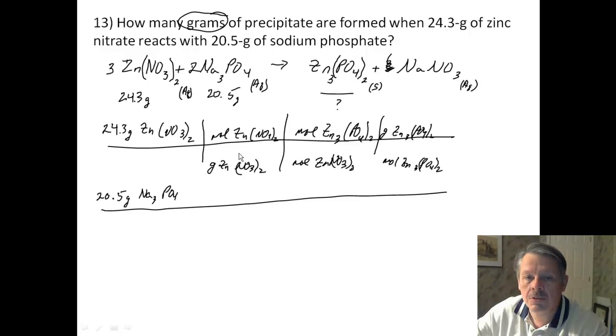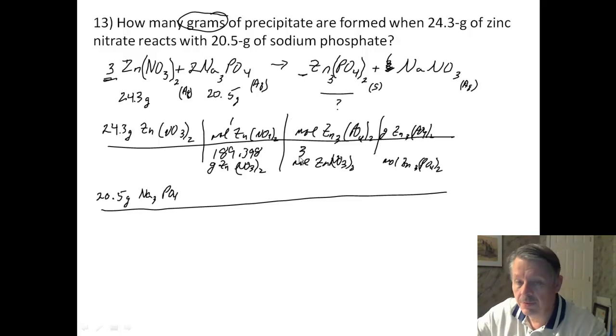Okay, so now obviously we have to look up a bunch of stuff on the periodic table here. So we find out that zinc nitrate weighs 189.398 grams. And our zinc nitrate has a 3 in front of it, and we're going to something with a 1 in front of it. So a 3 and a 1. And 1 mole of zinc phosphate weighs 386.11 grams. Okay, when we multiply that out, that gives us 16.5 grams of zinc phosphate.